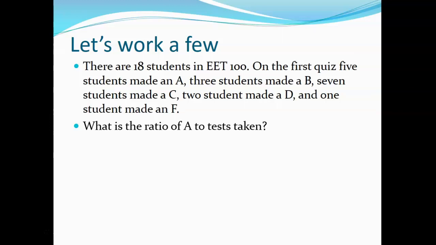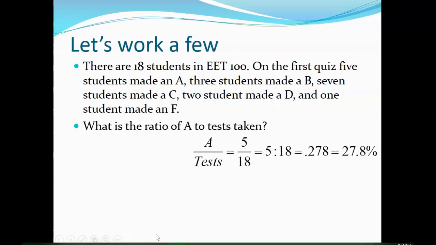So what is the ratio of A's to tests taken? 5 over 18. I can see that very clearly now, right? So I have 5 over 18. Expressing that a few different ways, you end up with 5 to 18. If you divide that out, it's 0.278, or 27.8% of the class made an A. Does that make sense to everybody?